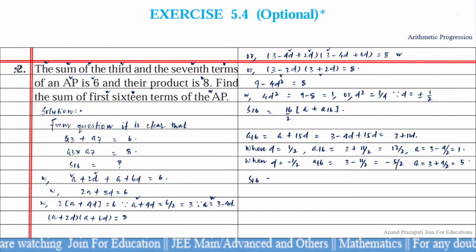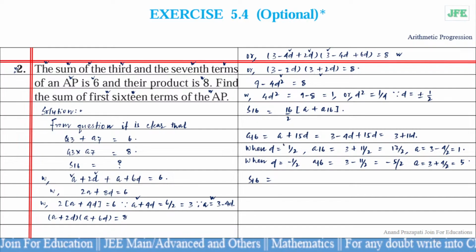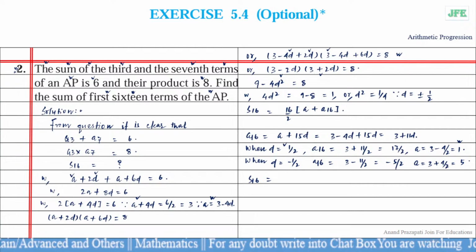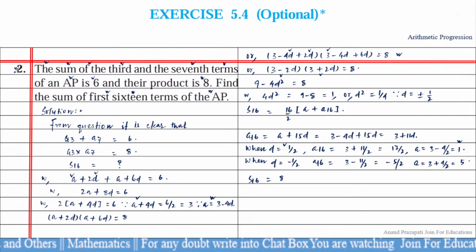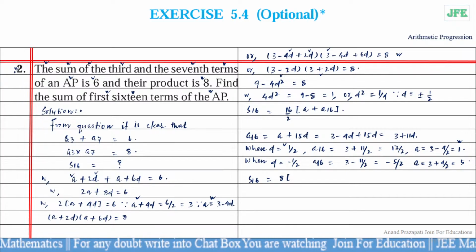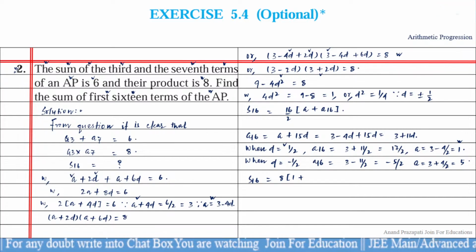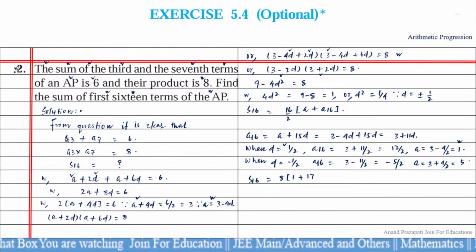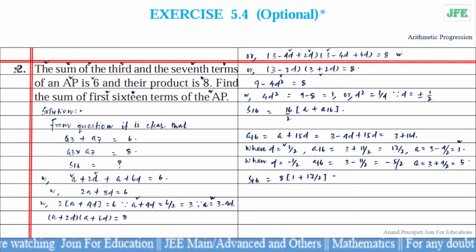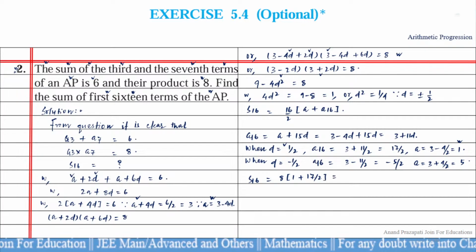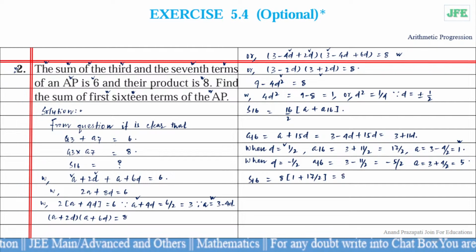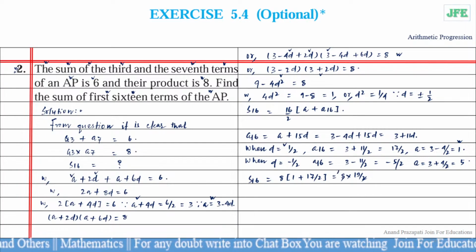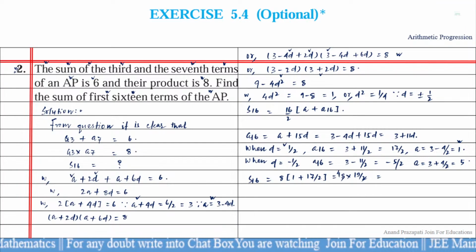So S16, when d equal to half and a equal to 1. So we write down here 16 by 2, it means that 8, and a equal to 1, and a16 equal to 17 by 2. It means that here will be 2 plus 17, 19 by 2. So we write down here 8 into 19 by 2. So here will be 4, 19 fours are 76.